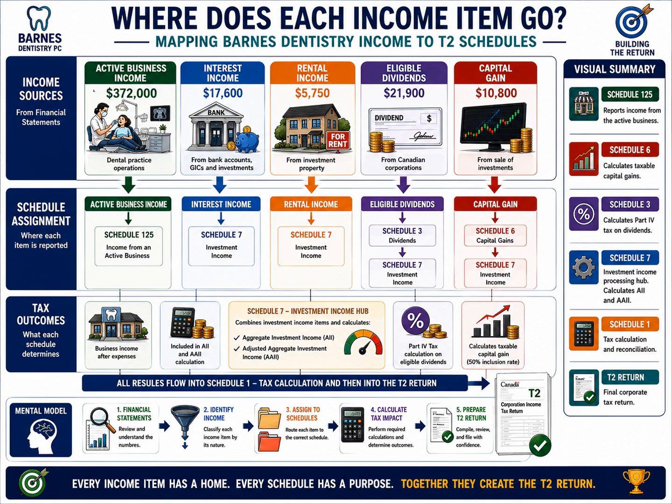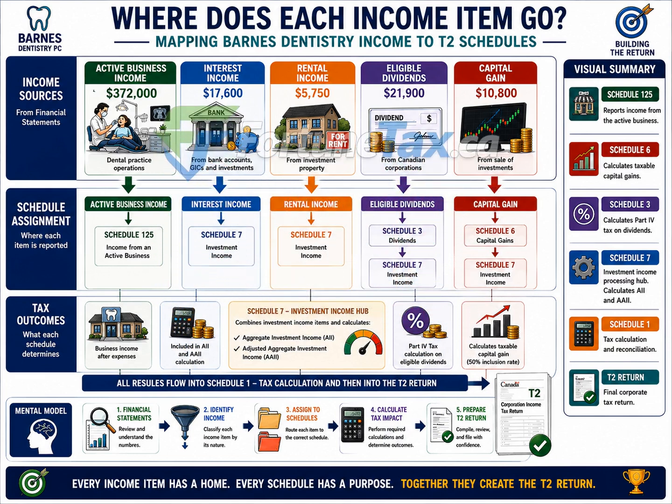Next, we move to the eligible dividends. The corporation received $21,900 of dividends from other Canadian corporations. Dividend income follows a unique reporting path. The dividends are first reported in Schedule 3. Schedule 3 performs the dividend-related calculations, including Part 4 tax, where applicable. The relevant information then flows into Schedule 7 and eventually into the overall corporate tax calculation.